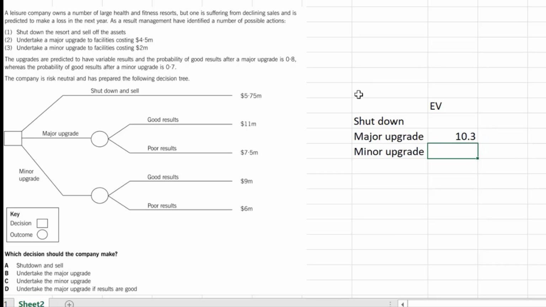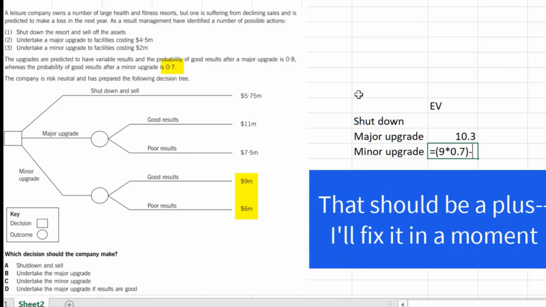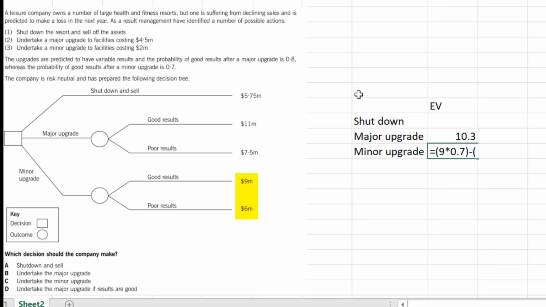And the minor upgrade then, that's going to be equal to that 9 million multiplied by 70%, 0.7, there it is right in the question, plus 1 minus 0.7, or 30%. So that's going to then be the poor results of 6 multiplied by 0.3. Okay, there we go. That should have been a plus there. Okay, and we get an 8.1.